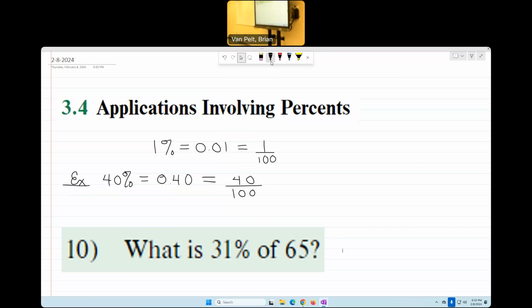What did you get? 20.15? Is that all the decimal places? Yep. Everybody good? Did you get your 20.15 on that? Good. So this is the game.